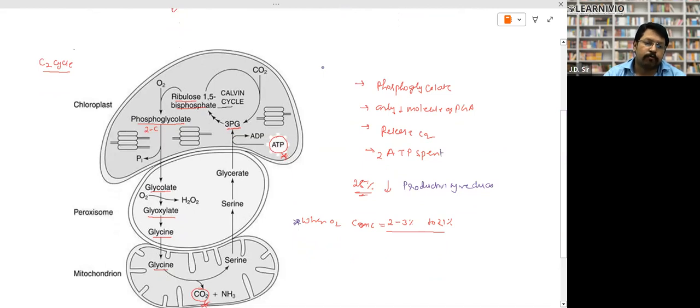So this process is called photooxidation. This photooxidation takes place in C3 plants, not in C4 plants. Tell me, is it clear or not?